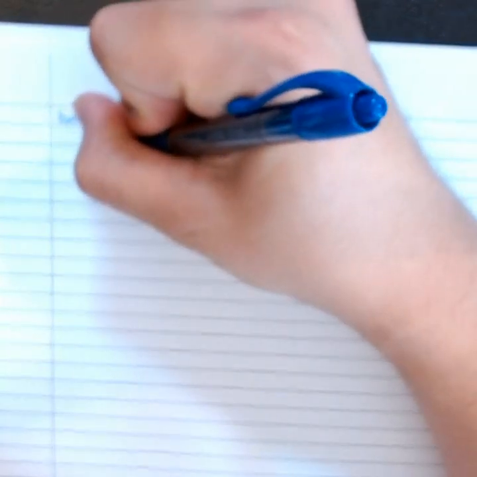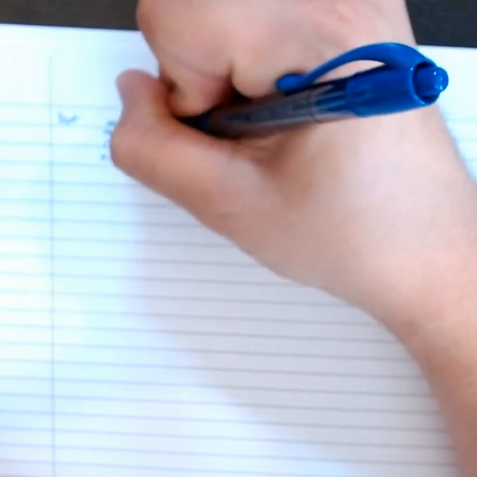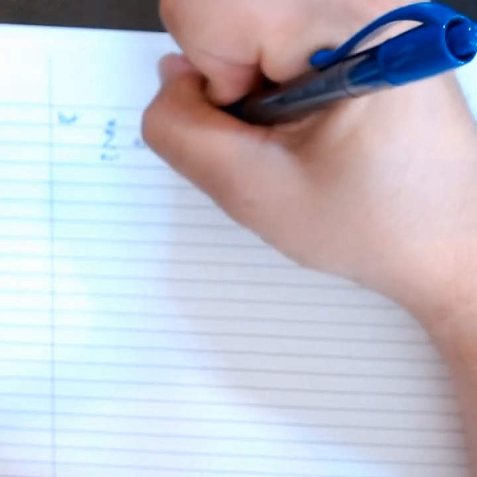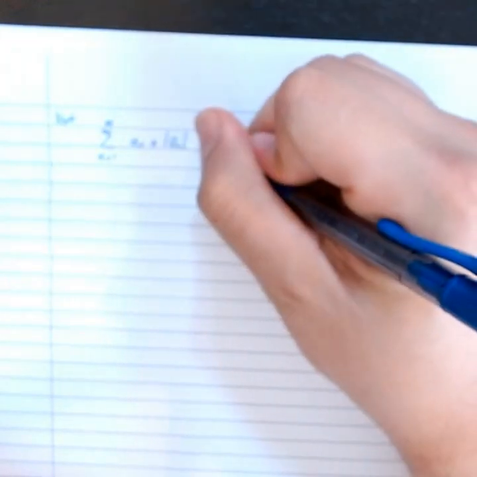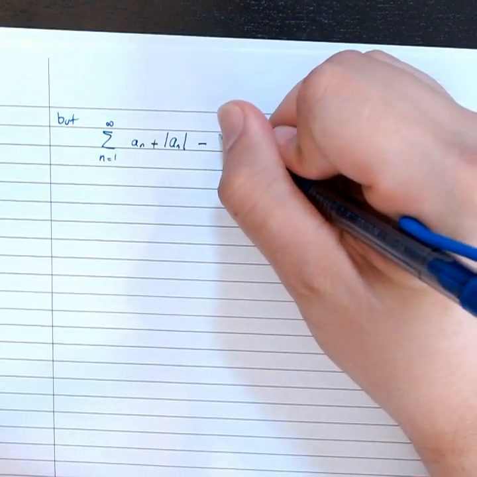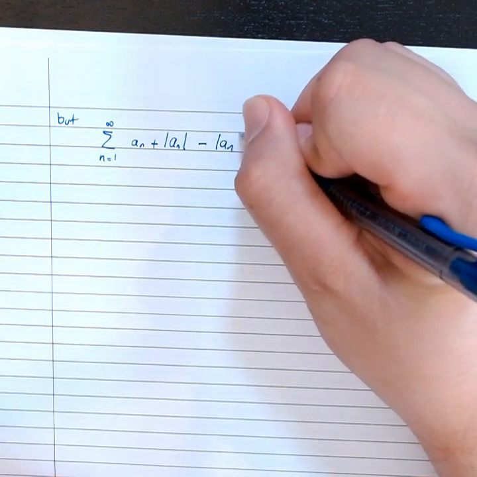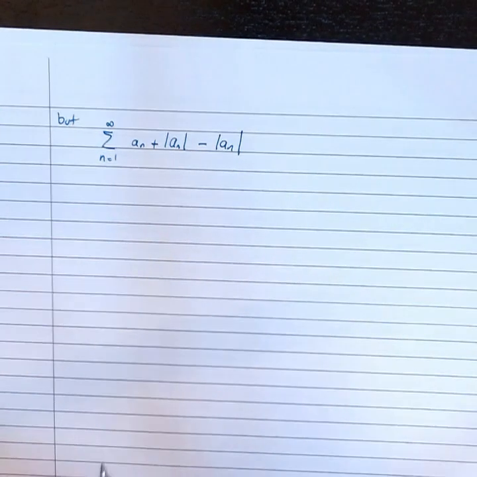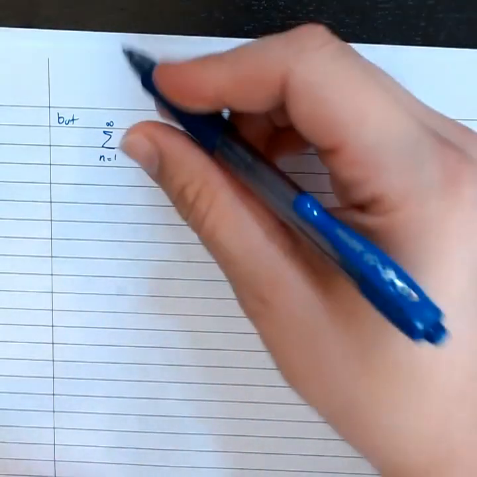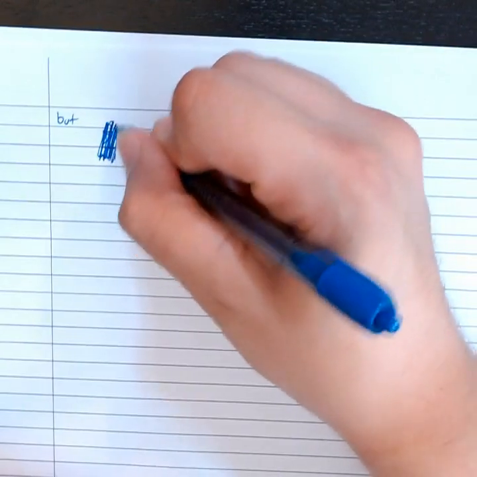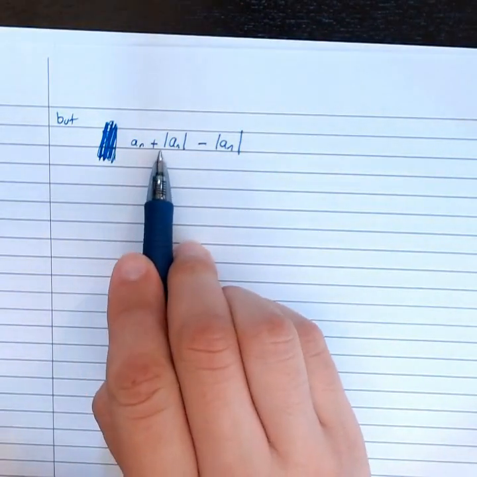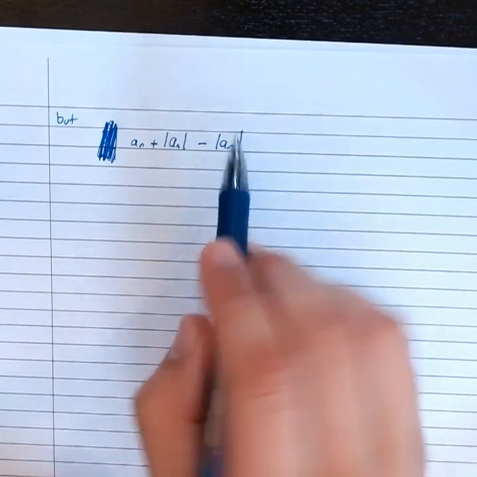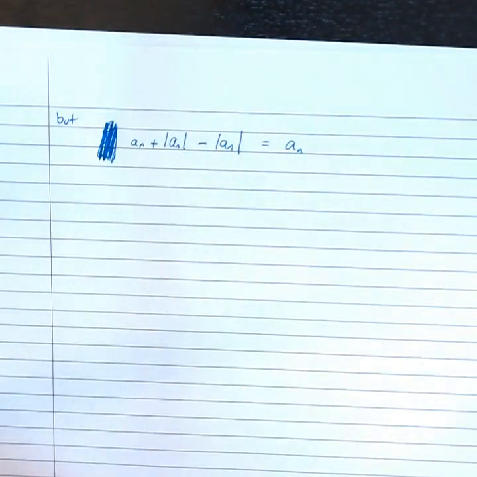I can take the two series, the one that I assumed converged and the one that I just found, and I can subtract them. The sum as n goes from 1 to infinity of a sub n plus the absolute value of a sub n, minus a sub n. Let me not skip that step. So notice that a sub n plus the absolute value of a sub n minus the absolute value of a sub n is equal to a sub n.